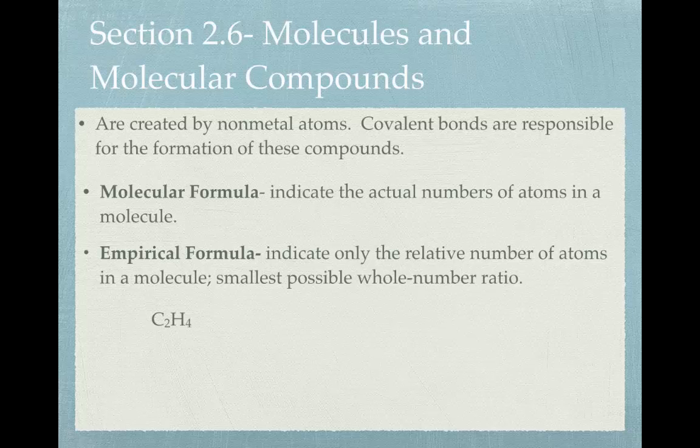This right here, C2H4, if you notice, this is not the smallest whole number ratio because you can reduce the 2 and the 4 to a 1 and a 2. So this is the molecular formula. What this is telling you is that there are 2 carbons and 4 hydrogens in this molecular compound. It's showing the actual number of atoms. This, CH2, is the empirical formula because it is the smallest possible whole number ratio. You can't reduce that further.